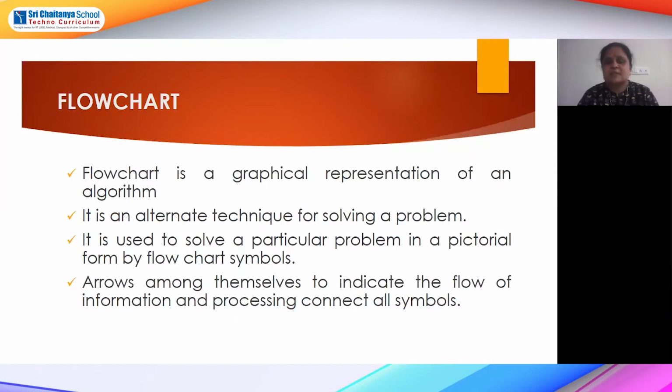Flow chart means using some particular symbols we are going to draw in a pictorial form. So we call this a flowchart, a graphical representation of an algorithm. It is an alternate way or alternate technique to solve a problem.